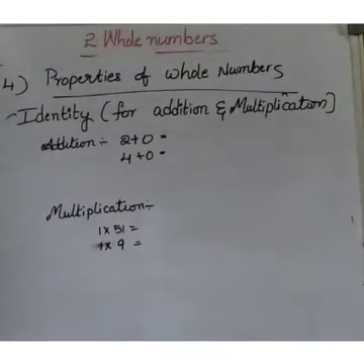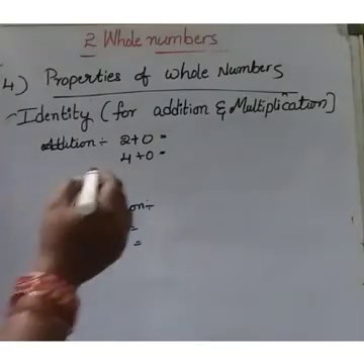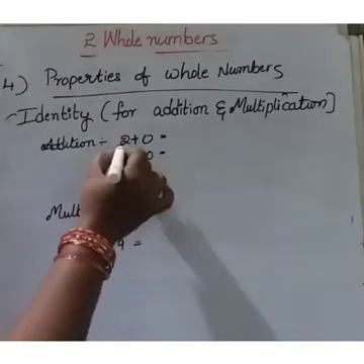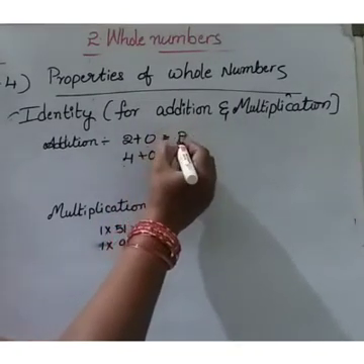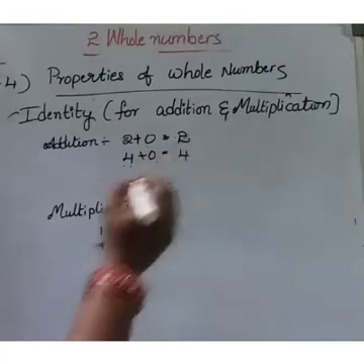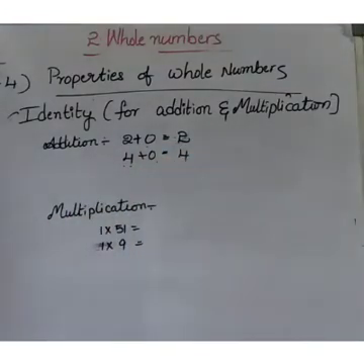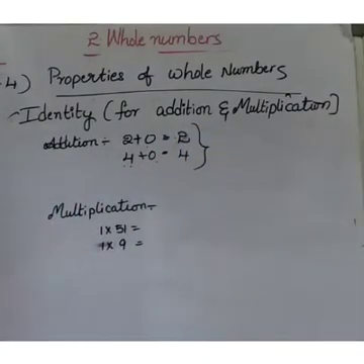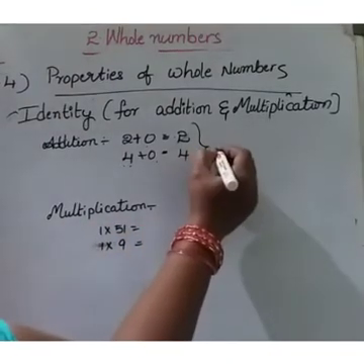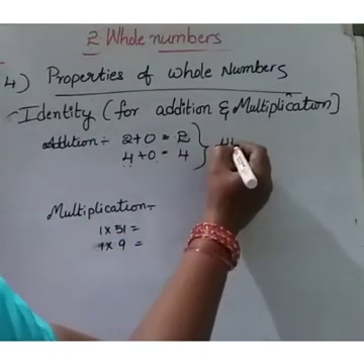So, properties of whole numbers. Identity for addition and multiplication. Under addition, 2 plus 0, 4 plus 2 plus 0. 2 plus 0 is 2, 4 plus 0 is 4. When we add 0 to any number, we get the same number. So 0 is called the additive identity. 0 is called the additive identity for whole numbers.